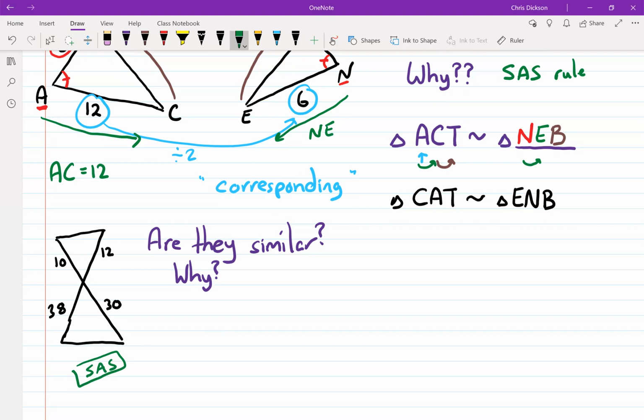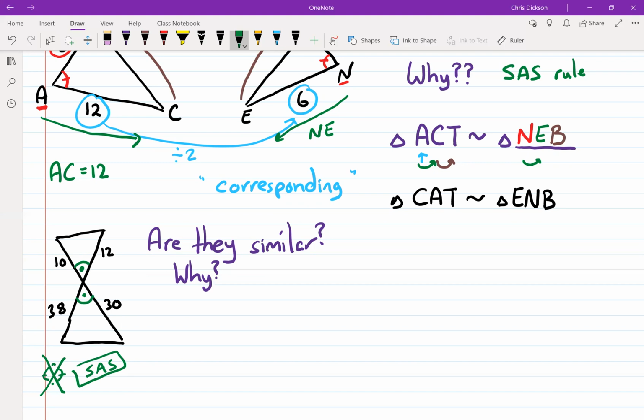So is there an angle I actually know here? Well, we do have this X rule, that if you have 2 lines crossing, the vertically opposite angles must be the same angle. So the angle here, that angle there, must be the same as that angle. So I do have SAS, but the other rule to the SAS is that the corresponding sides have to be related to each other by proportionality.